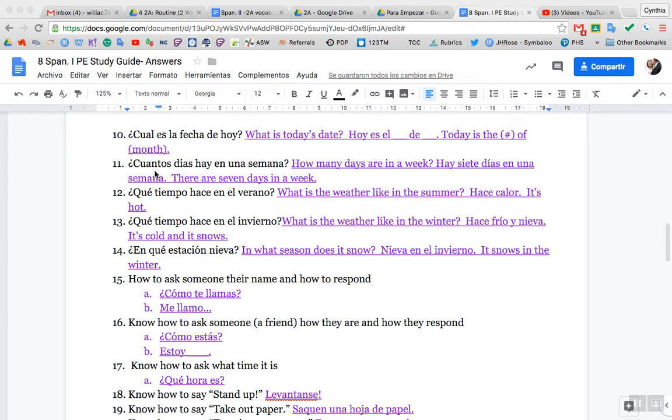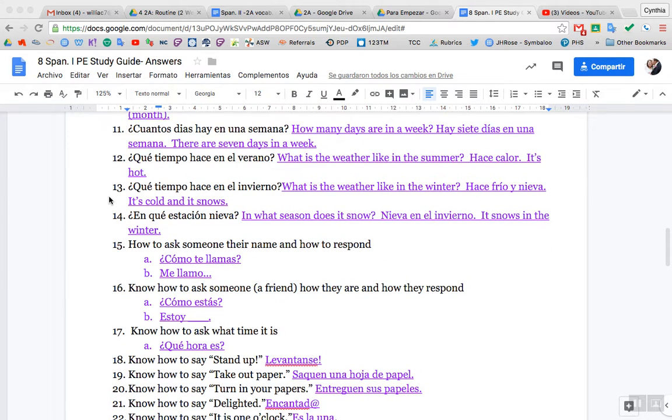Number 11, ¿cuántos días hay en una semana? How many days are in a week? Hay 7 días en una semana. There are 7 days in a week. 12, ¿qué tiempo hace en el verano? What's the weather like in summer? Hace calor. It's hot. 13, ¿qué tiempo hace en el invierno? What's the weather like in winter? Hace frío y nieva. It's cold and it snows.